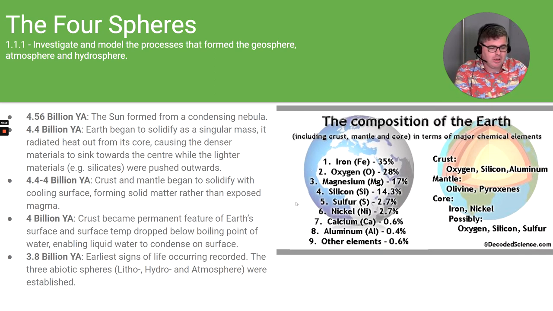Now, in the image to the right, you can see the composition of our planet. Now, 35% of our planet's actually made out of iron. 28% is made out of oxygen, 17% is magnesium, silicon, sulfur, nickel, calcium, aluminium, and 0.6% other random elements, such as very exotic materials.